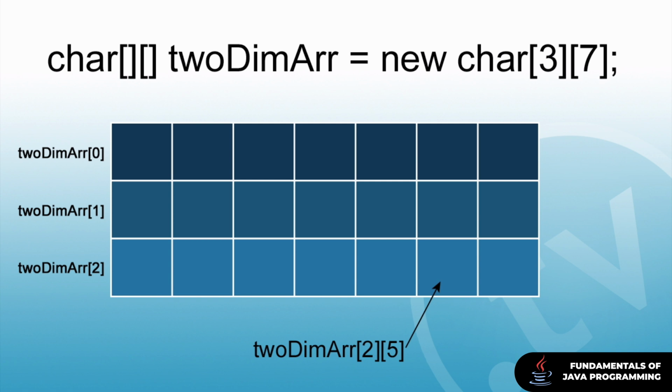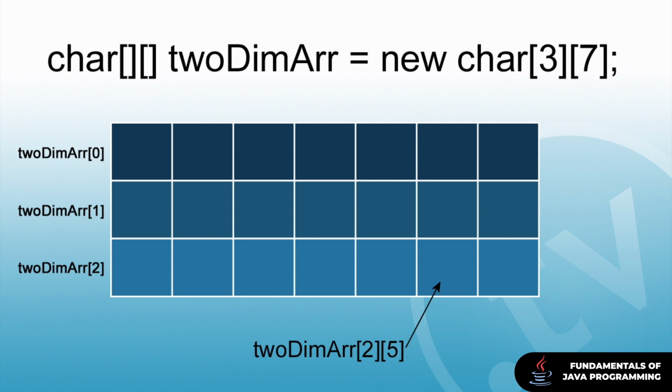Oftentimes, what's appropriate here is a multidimensional array. Multidimensional array is a pretty scary sounding name, but in fact, the concept behind them is very basic. The idea is, what happens if we create an array of arrays? The line of code at the top of this screen shows the syntax to do just that.